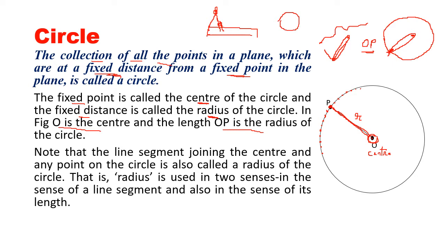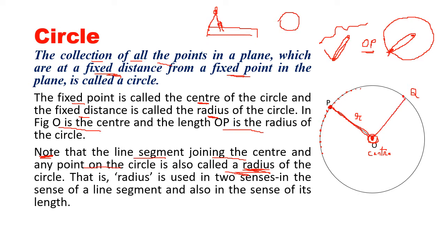Now there is something to note here. What you are supposed to note? That the line segment joining the center and any point on the circle is called the radius. So what is the radius? Can you see? From the center, this point O, to any point on the circle, this is P. Suppose I draw a point here and call it Q. Then even OQ is the radius.